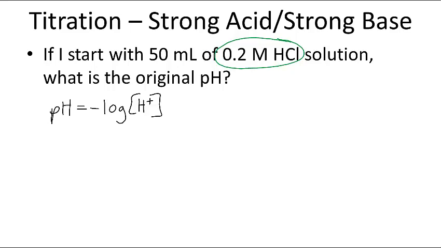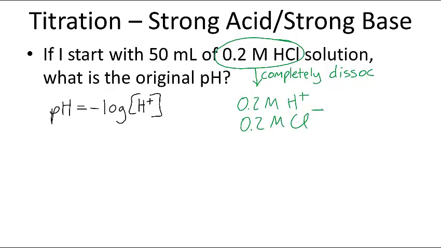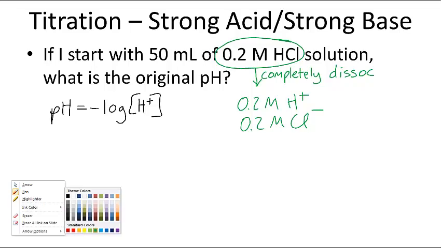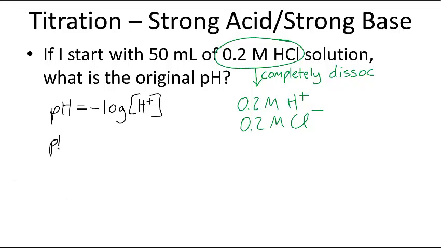Not 1/2. What do you know about HCl? Completely dissociates. So I get 0.2 molar H plus and 0.2 molar Cl minus. Which part of that do I care about? The 0.2 molar H plus. So really my pH is going to equal the negative log of 0.2.